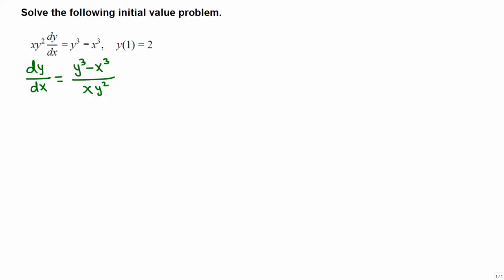Now the degree on the top is 3 and on the bottom x times y squared is also 3. So we have the same degrees on the top and bottom. That means this is a homogeneous equation. And this is not separable, as we see in x y squared dy over dx, because y and x will be together, so this is not separable. But we can make it separable by the following substitution.